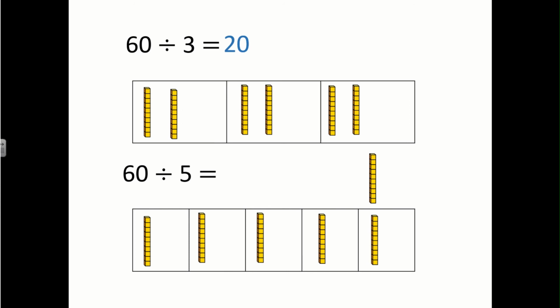However, I could exchange this 10 stick for 10 ones, which means now I can share the 10 out equally into each of the 5 boxes. Each box would get 2 of those ones. 60 divided by 5 is 12.